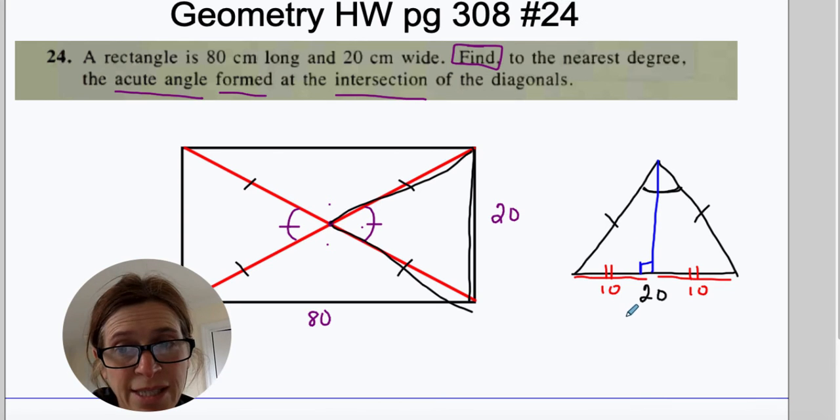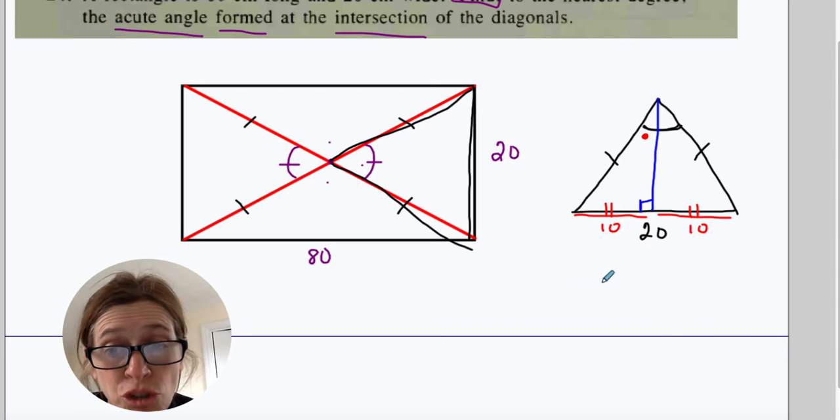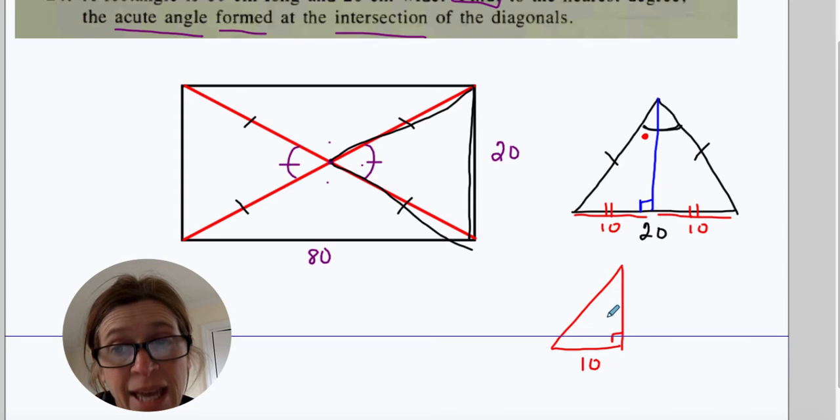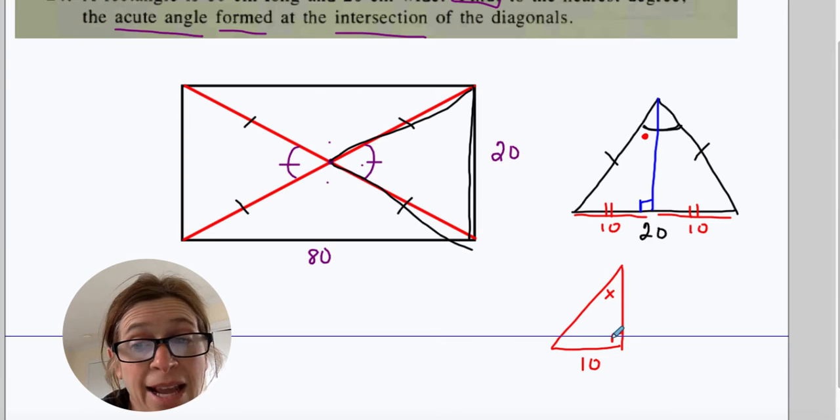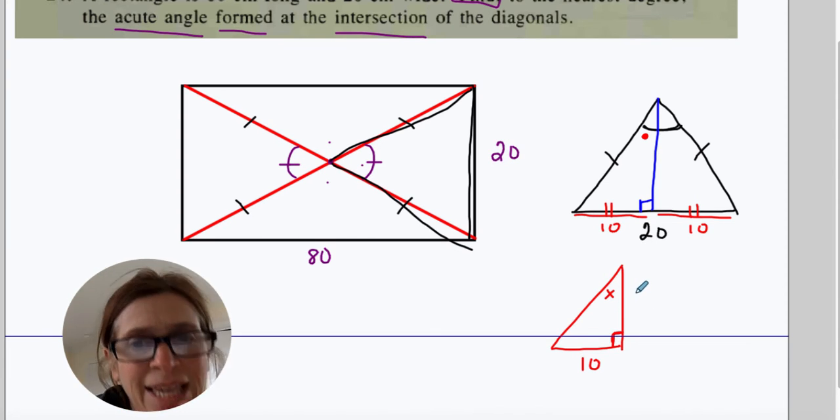So if you look at this, we would have to be able to find this angle right here, but unfortunately, I don't have enough information. Remember, if we're going to use trig in that triangle, I need two parts. Right now, all I have is a 10, and I need another piece of information to find x. The 90 will never be the piece of information I need. So thinking long and hard about this, I probably need one of the sides.